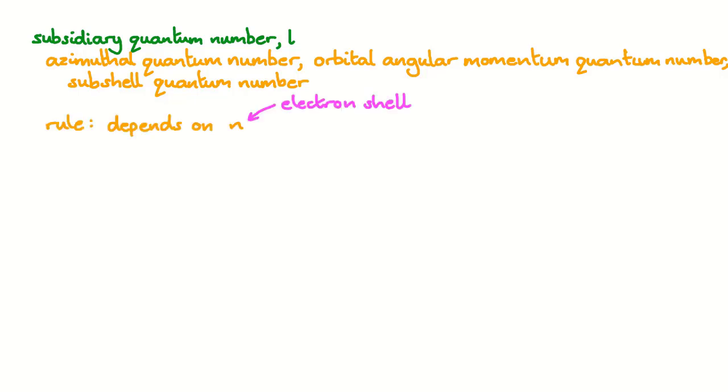The rule for L actually depends on which subshell the electron is in, so it depends on the value of n. For the first electron shell, where n is 1, the value of L can only be 0.